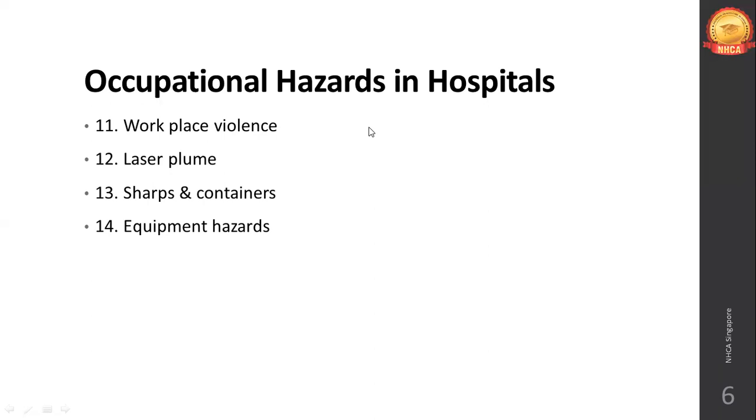For example, if code blue is going on and the defibrillator is not working, somebody forgot to check if it is a working defibrillator or not, and it is not working, you may lose the patient. So this is how equipment hazards work.